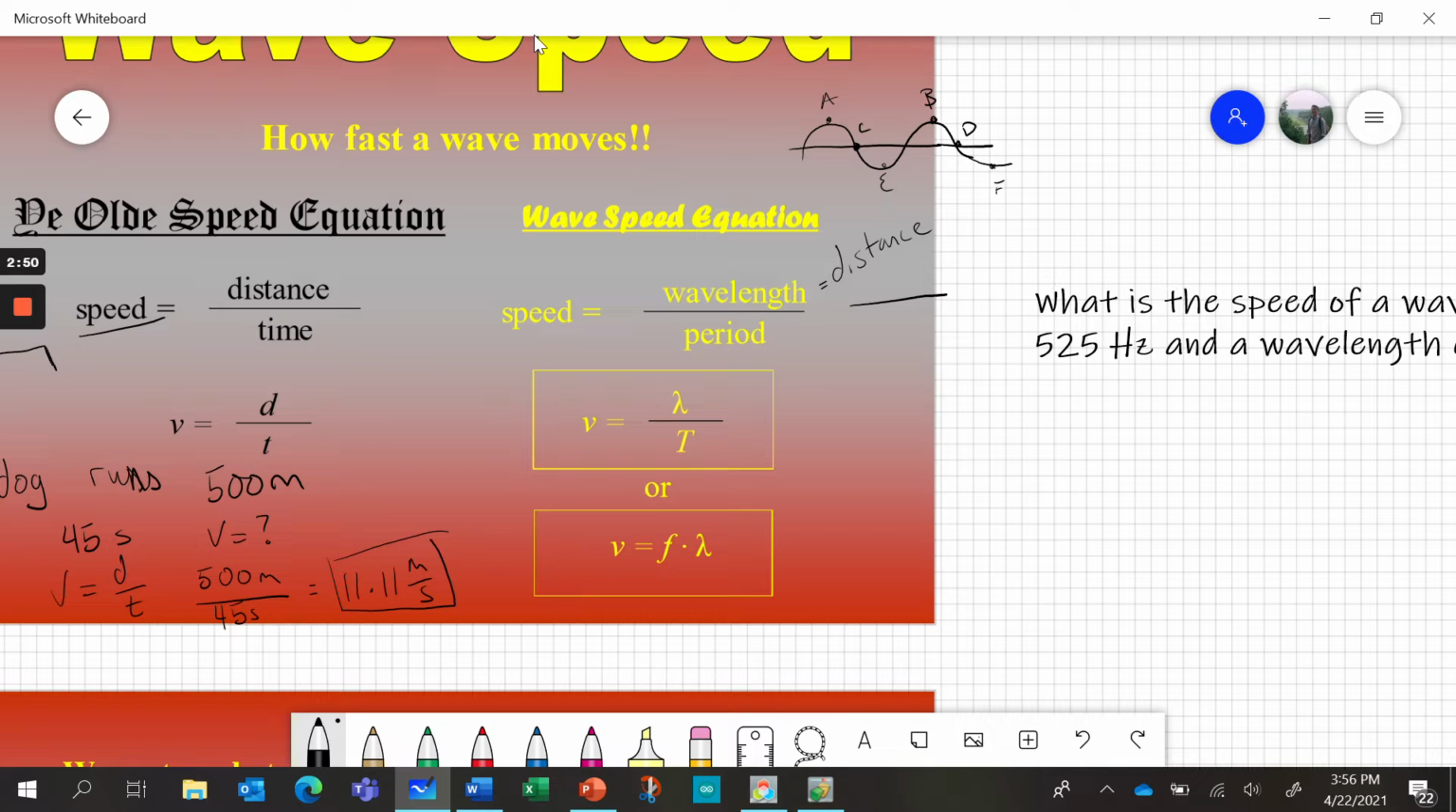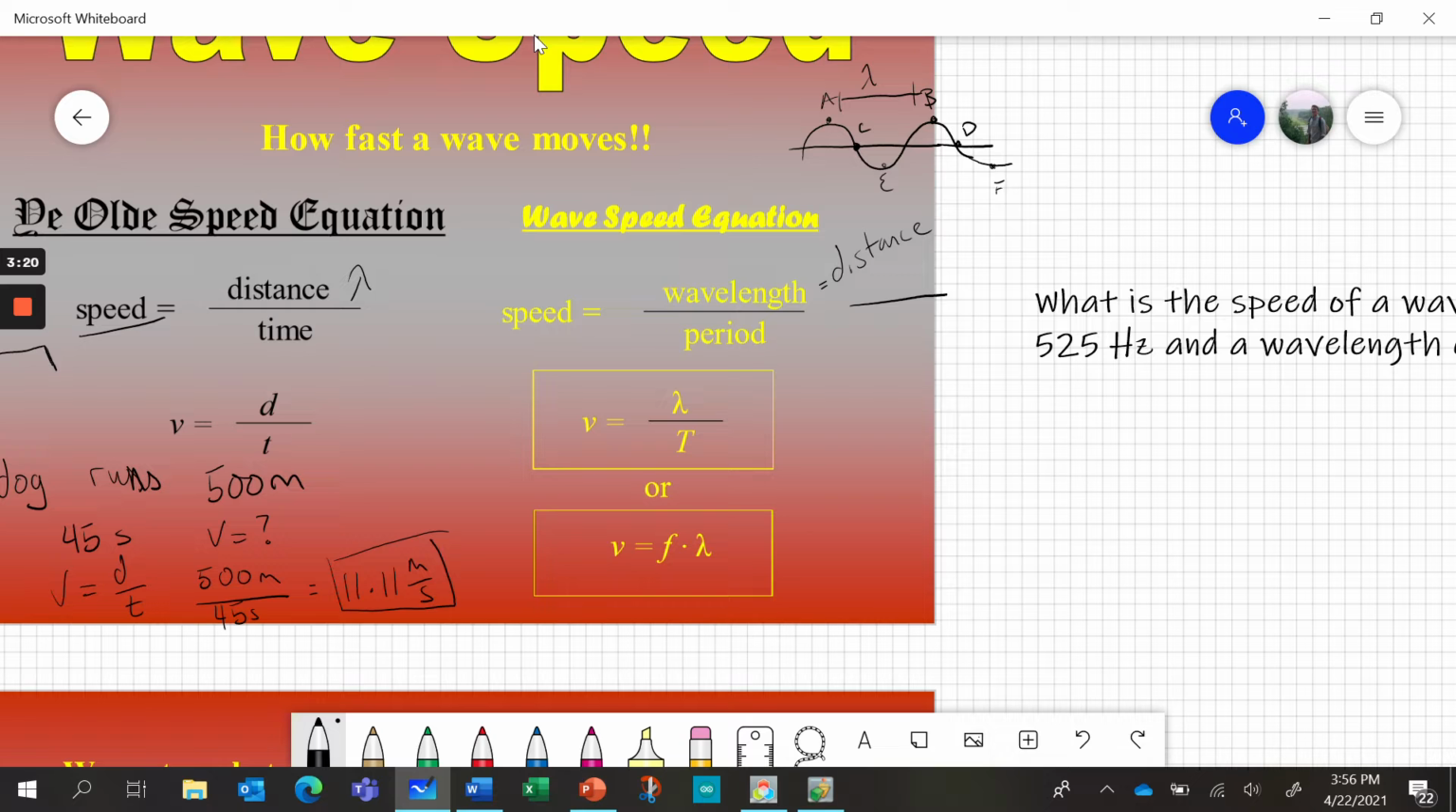So these are one full wavelength apart. Crest to crest is probably the easiest one to pick out, but you could use trough to trough or center point to center point. Just depends on what your preference is. My preference is crest to crest because that's the easiest to pick out. So A to B, right? This is a distance. The wavelength is a distance. So that is the same thing as your original distance in the original speed equation.